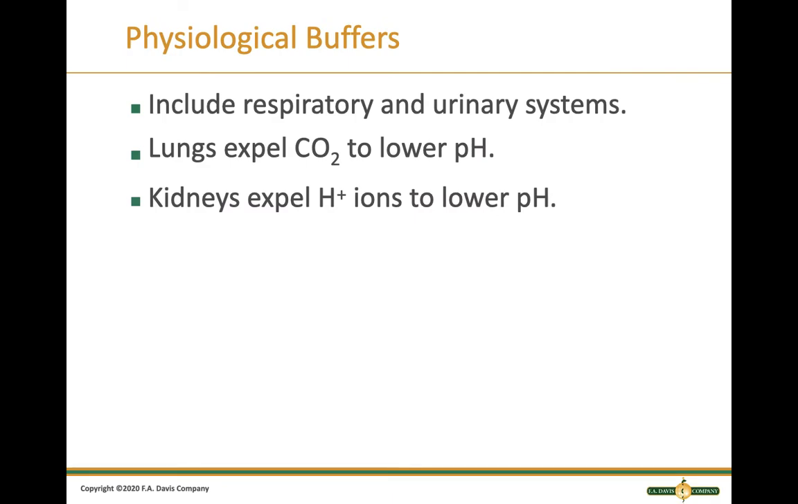Alright, next we're going to talk about the physiological buffers. The respiratory and urinary systems also help to control pH and resist changes in pH. The lungs expel carbon dioxide to lower pH, and the kidneys expel hydrogen ions to lower pH.